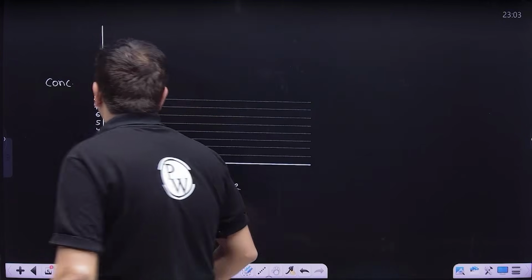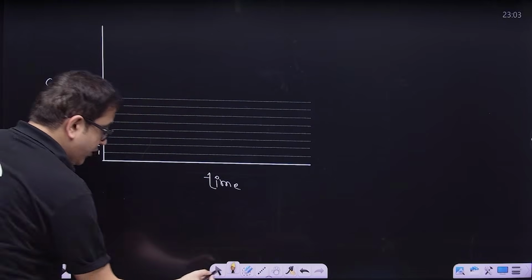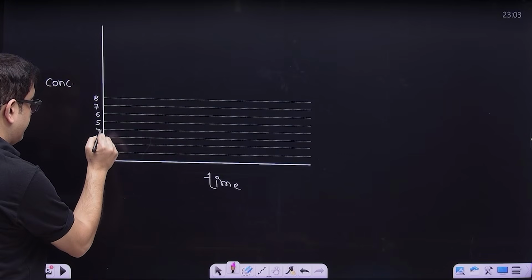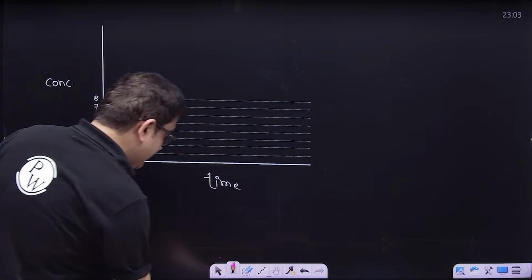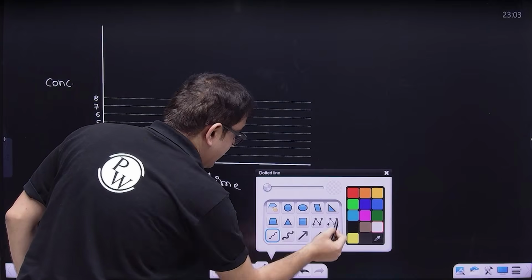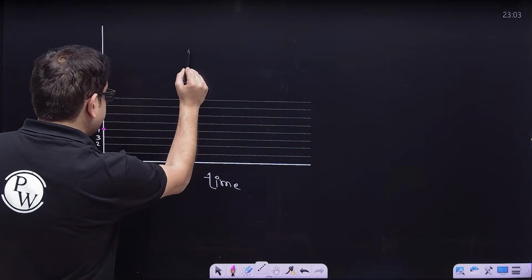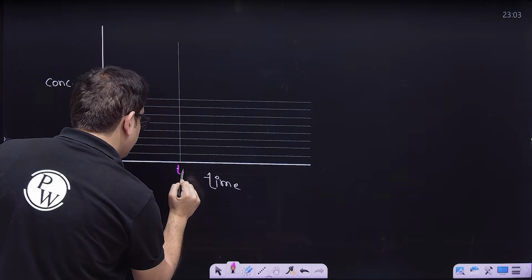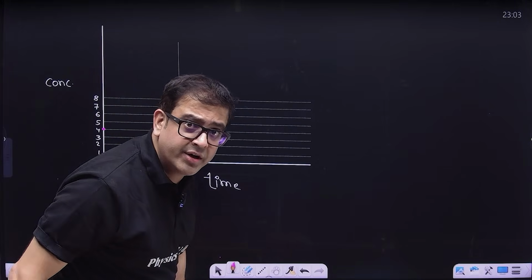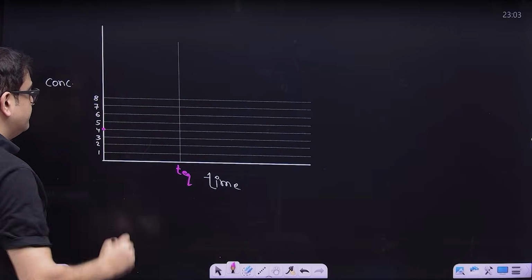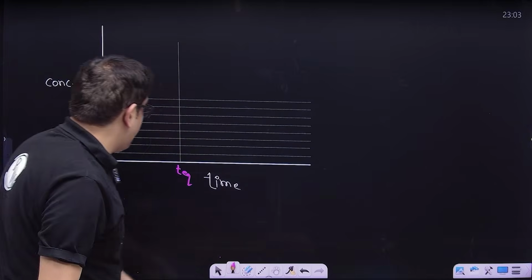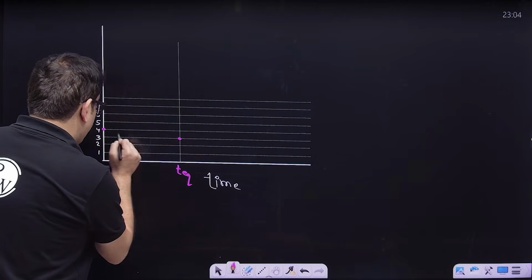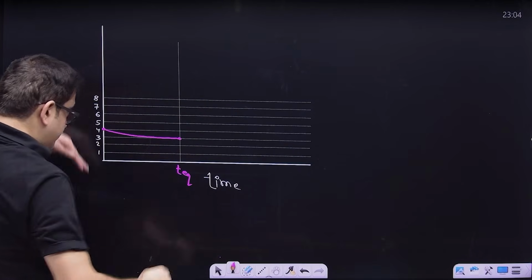Let us plot it. For nitrogen, initial concentration was 4. And let's say this is the time. We have to pick a time when equilibrium is attained. Let's say this is a time when equilibrium has been achieved. So this is T equilibrium. So initial concentration of nitrogen was 4. It decreased and became how much? So 3. So what will be the graph of this decreasing?